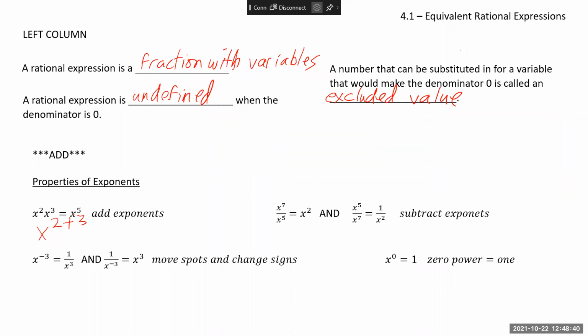If I have x to the 7th divided by x to the 5th, that's going to mean 7 minus 5. You subtract the exponents. So x to the 7 minus 5 is going to be x squared. If the bottom exponent is bigger, x to the 5 minus 7, that would be x to the negative 2 power. And that's actually what we're talking about with the next rule.